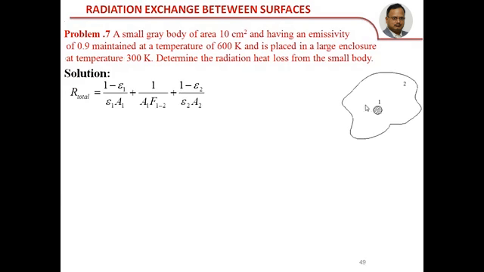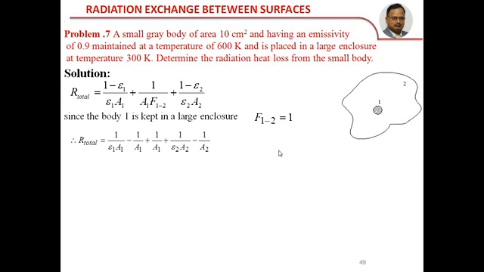A small gray body 1 is kept in a large enclosure. So the amount of energy emitted by 1 will go and fall on body 2. Therefore F12 is 1. Again, 3 resistances like this. Because A2 is a large enclosure, it is equal to infinity. So A2 being infinity, it cancels. You will get 1 by epsilon 1 A1.